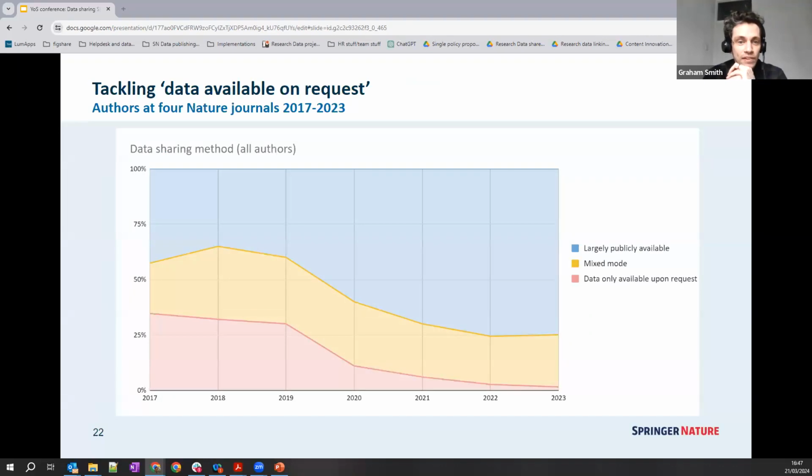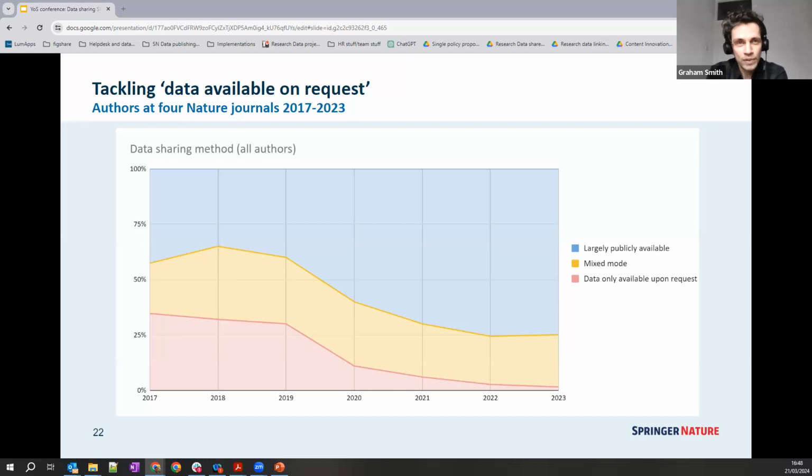And what we can see that this looks like, so in this graph, the blue section is really data being shared in an article openly. The red is data only being shared available on request, and the yellow is a combination of the two. So we can really see from that point of 2018 that data available on request really dropped down to a very small minority, having made up over a quarter of all papers prior to that. It's really a minority of papers.